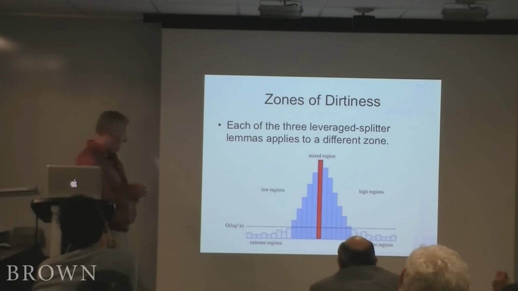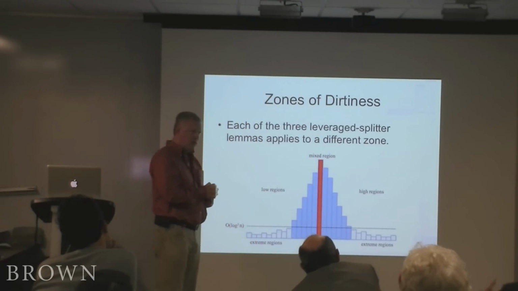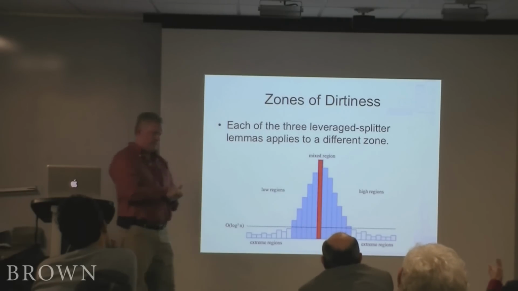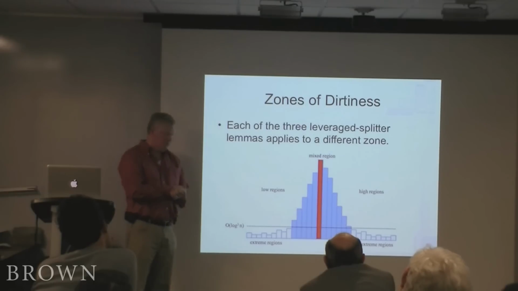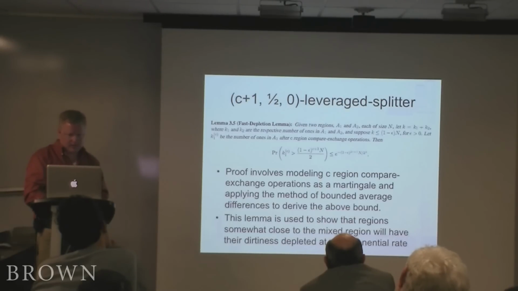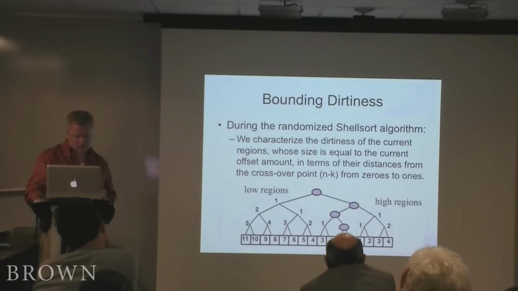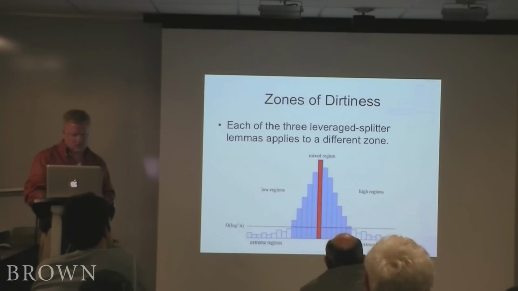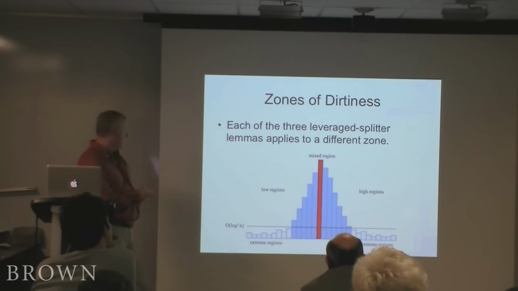So your lemma actually spells out the situations under which each one applies. Exactly. And that's quantified in terms of distance from the mixed region. That's right. In fact, I thought I spelled it out on the very next slide. No, I didn't spell that out here. But for different ranges of distance, yes, you get different behaviors. I thought I had a slide for that, but apparently not.